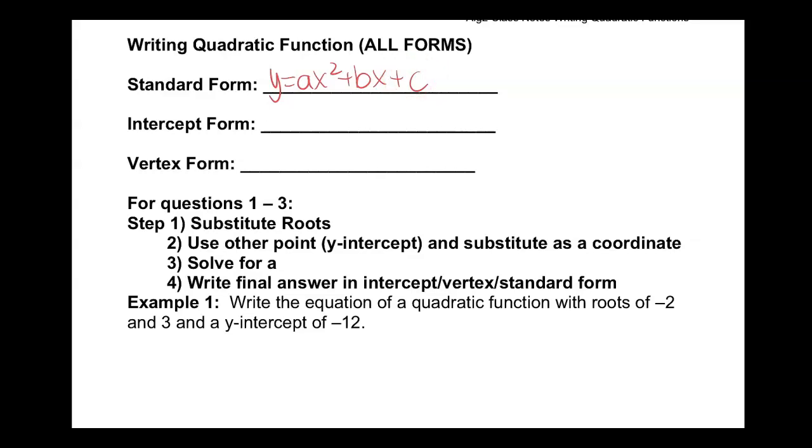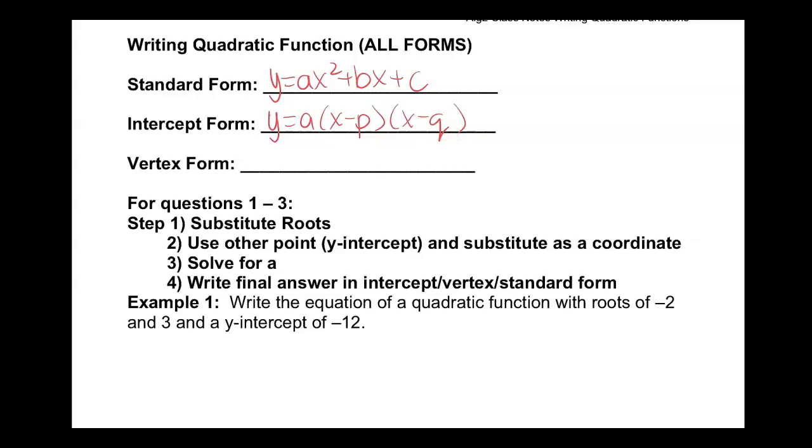Intercept form is y equals a, x minus p, and x minus q. P and q in this equation are representative of your roots, hence the intercept form. Instead of intercept, sometimes you'll hear it called root form or zero form. It's a variety of different things, but the main thing that you need to remember is that it also represents your x-intercepts, which are p and q of your quadratic function.